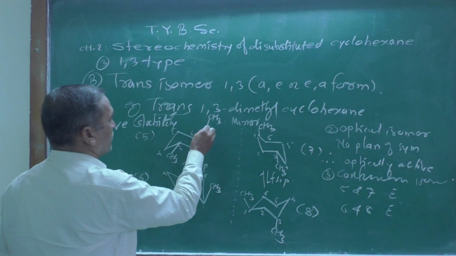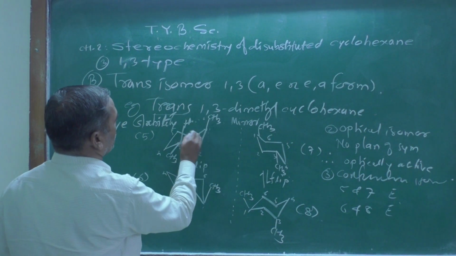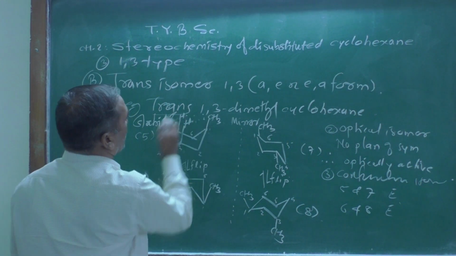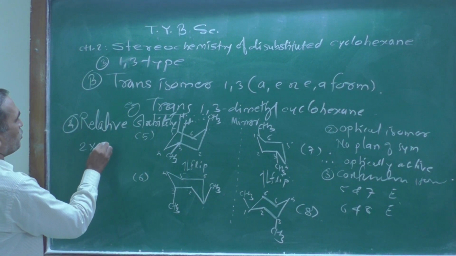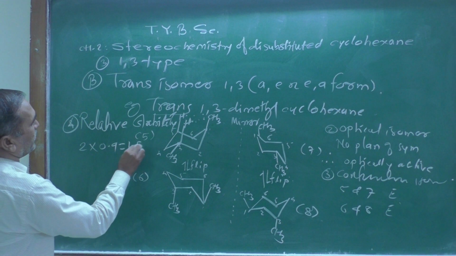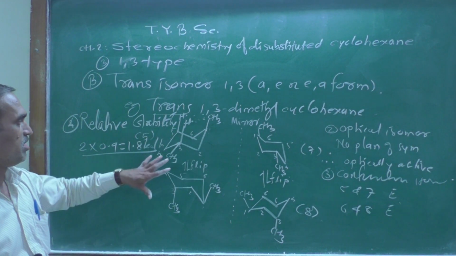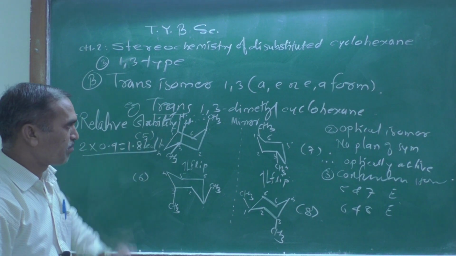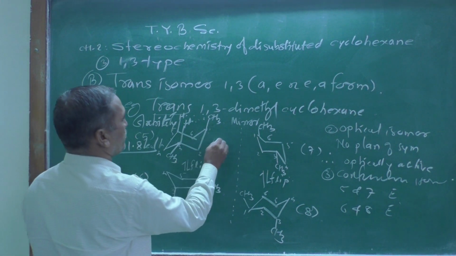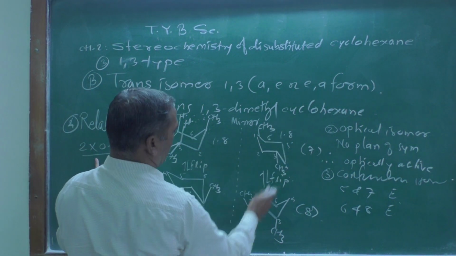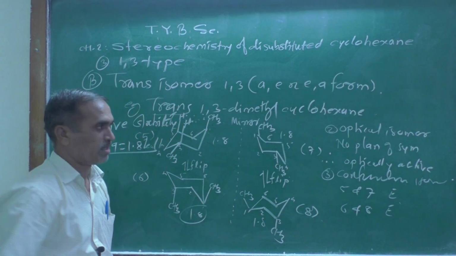Right. Now look at 1, 2, 3. Here is one of the hydrogen atoms. How many 1,3 diaxial interactions are there? Two. So 2 into 0.9 is equal to 1.8 kilocalorie per mole. This much energy is associated with this conformation, and all are the same, and therefore it has 1.8. This also has 1.8, this also has 1.8, and this also has 1.8 kilocalorie per mole.